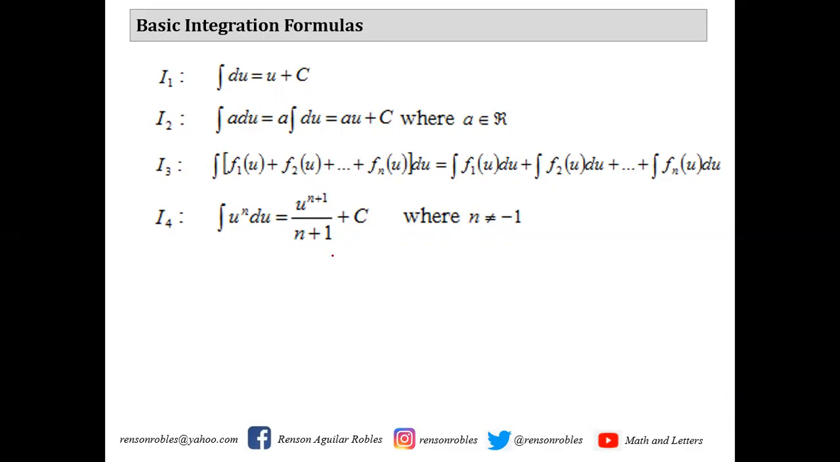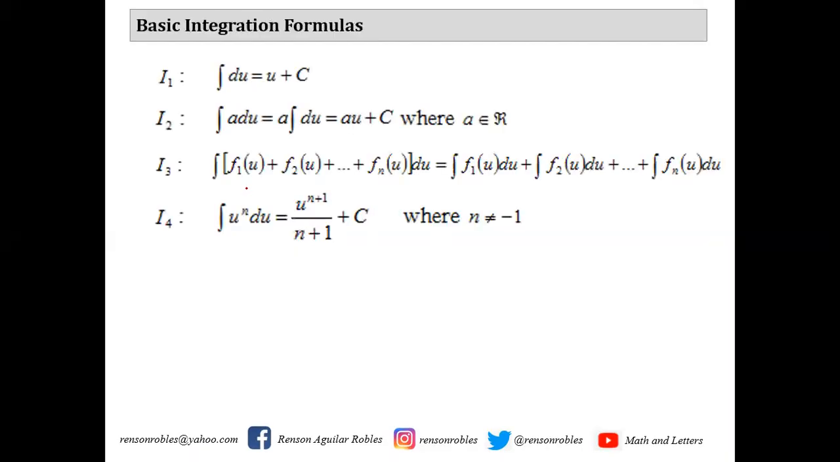Okay, so to illustrate, we have example number 1: we wish to evaluate the integral of 5 dx. What you are going to do is look at the pattern in our four basic integration formulas. Going back to our formula, the integral of 5 dx is similar to I sub 2, where a is equal to 5 and du is represented by dx. So by I sub 2, there is a constant 5 here, so you can just throw it outside. The integral of dx, which is equal to 5x plus c.